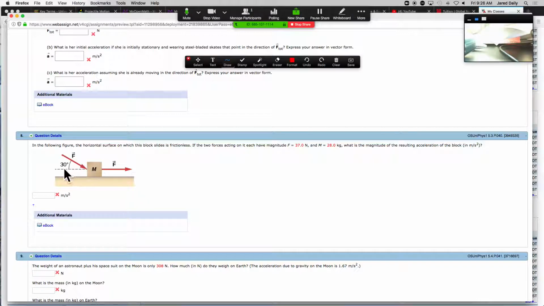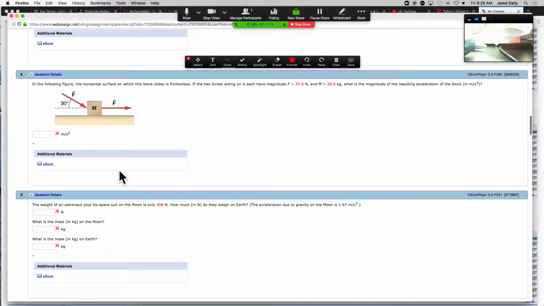So you only need the x portion of this force, or the horizontal portion of it. So you just take this force that's on the left, multiply it by the cosine of 30 degrees, and then add it to the force on the right. And then you're done. Does that make sense?